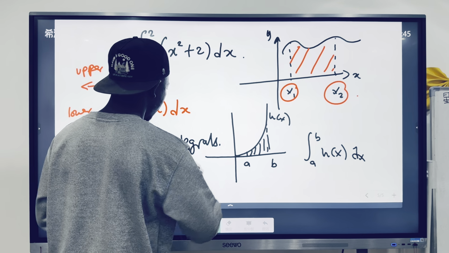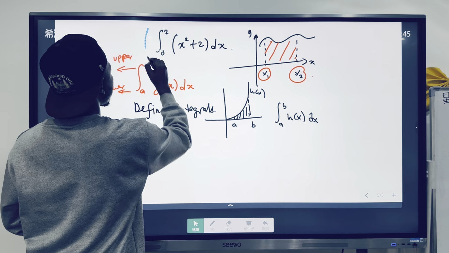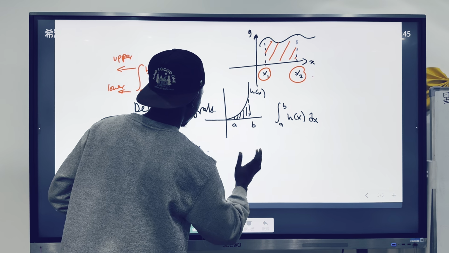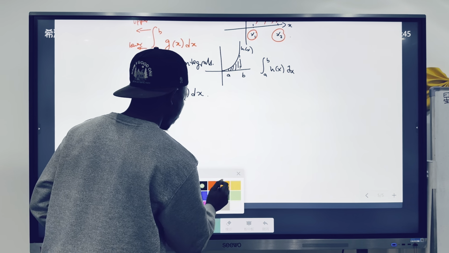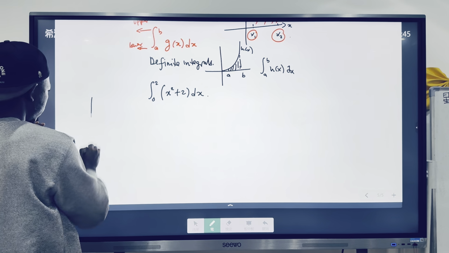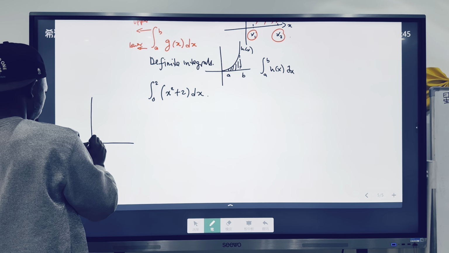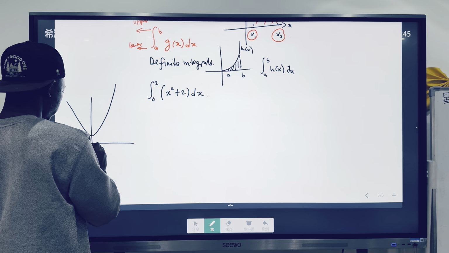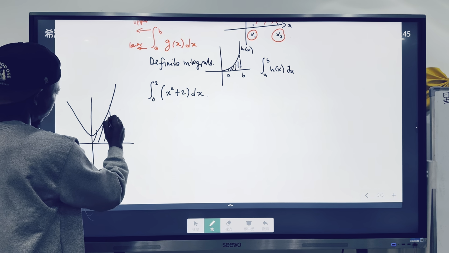So let's see what we are supposed to do. For example, let me just pick this one. Let me bring it here. Let's integrate it. So let's find the definite integral. We are finding the area of this function. If you were to graph this function, it looks like this. Then from 0 to 2, somewhere here. So we're trying to find that area.